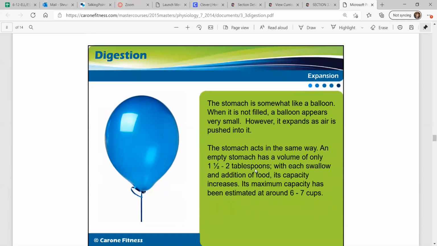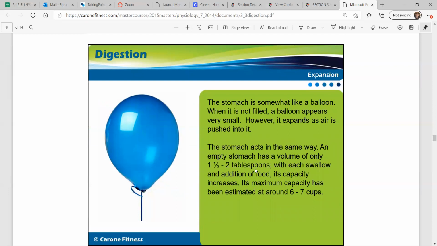And the stomach is somewhat like a balloon. When it's not filled, a balloon looks very small. But when it expands, as air is pushed into it, it appears bigger. The stomach acts in the same way. An empty stomach has a volume of only 1.5 to 2 tablespoons. With each swallow and addition of food, its capacity increases. Its maximum capacity has been estimated at around 6 to 7 cups.